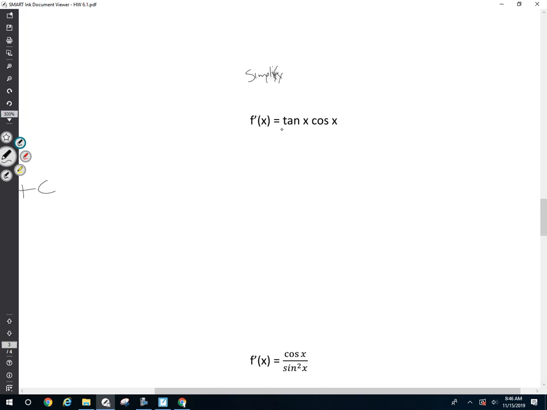Simply simplify. So watch, I'm going to rewrite this, and this is a little bit of trig simplification work here. You realize that tan x cos x is just equal to sine x. And then the function negative cos x plus c will have a derivative that's sine x. Okay, so that's kind of what I want you to do.